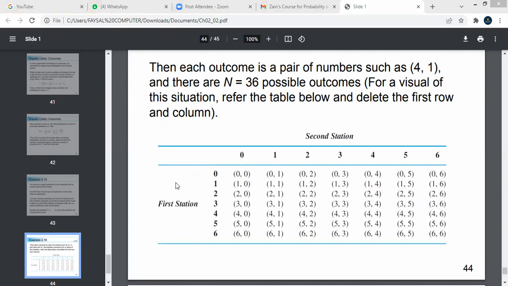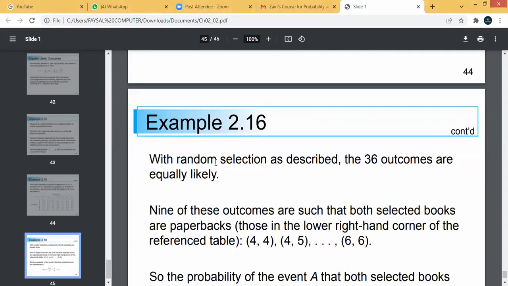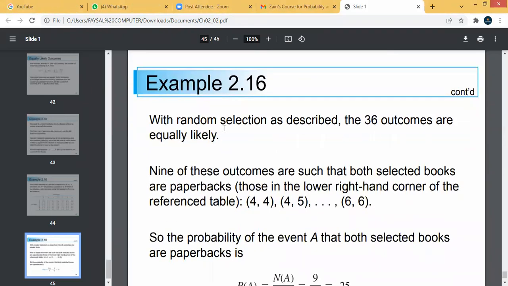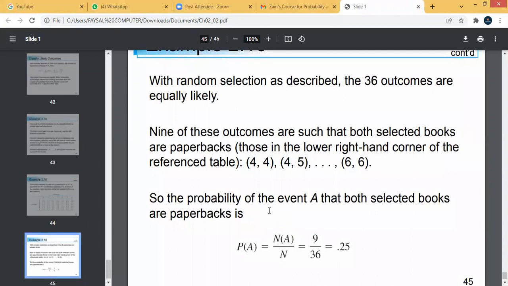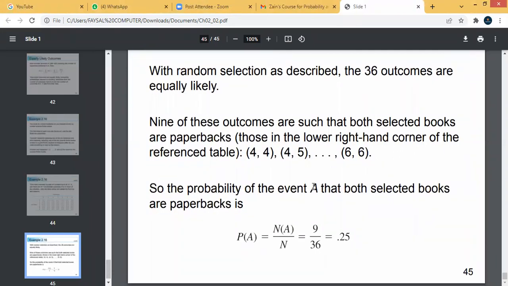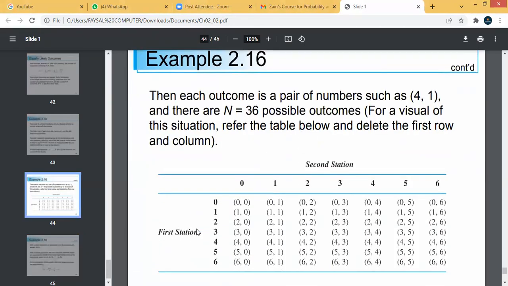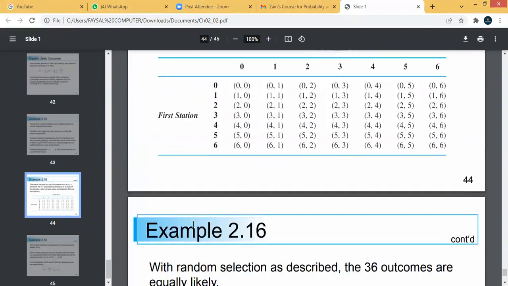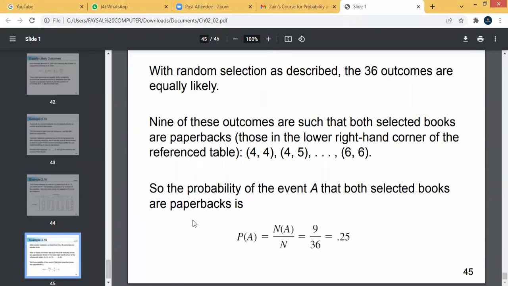Now, moving towards, with random selection as discussed, the 36 outcomes are equally likely. Okay, so 9 of these outcomes are such that both selected books are paper books. Those in the lower right hand corner, refer to the table: 4, 4, 4, 5, and 4, 6. So the probability of the event A that both selected books are paper books will be 9/36.